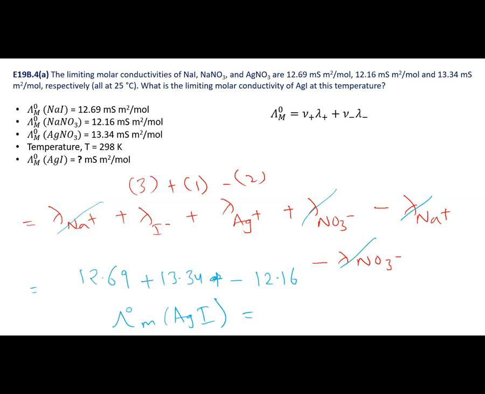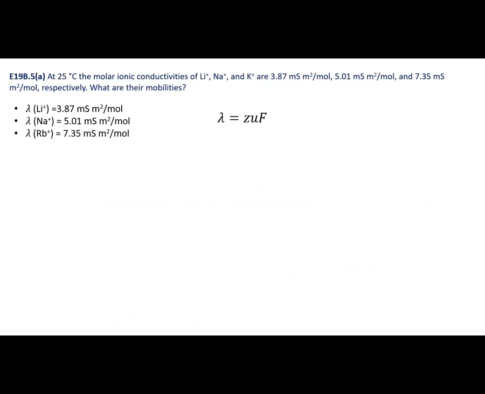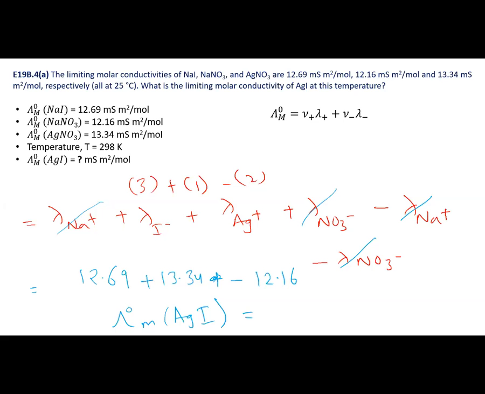try and solve it. So if you solve this one, you should get the answer as 13.87 millisiemens meter square per mole. So if the question gives you the limiting molar conductivity of different electrolytes and asks you for an unknown electrolyte, we need to follow this procedure.